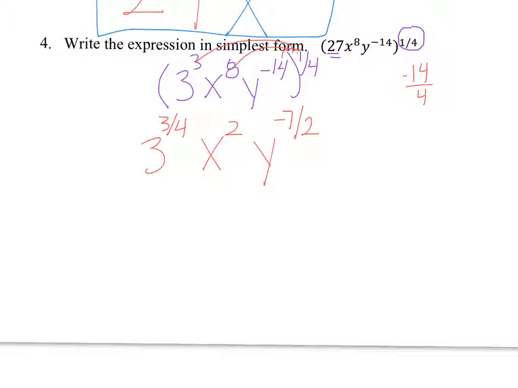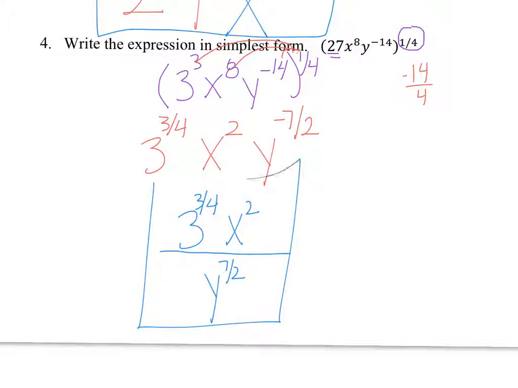Not done yet because I don't want to have any negative exponents. So I know I'm going to have a division because this y has to move to the bottom because it's negative. I don't want any negatives. So 3 to the 3/4 x squared, and that right there is my final answer.